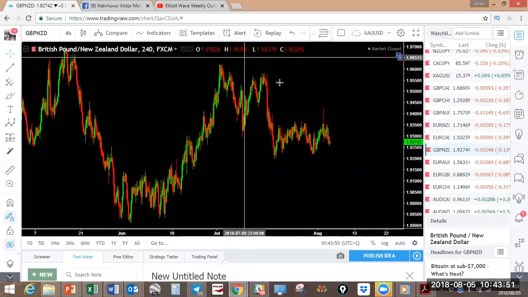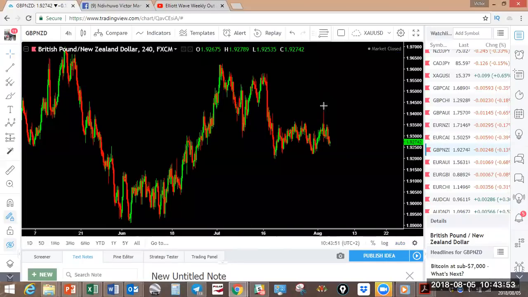So that's pound New Zealand. What do you expect? You expect continuation to the downside. As I said, the pound looks bearish overall. All right, so now let's look into the euro pairs. Let's do the euro pairs now, EURAUD.